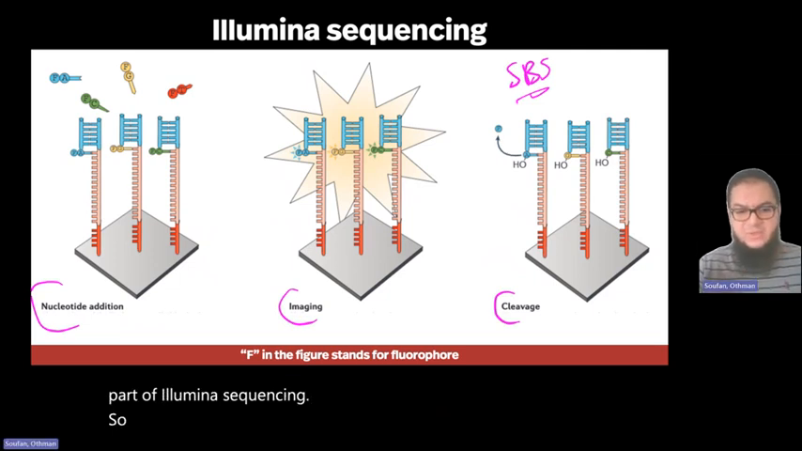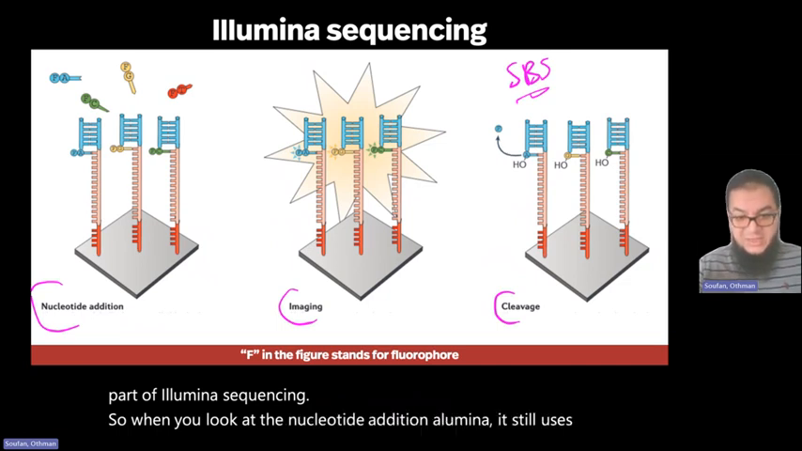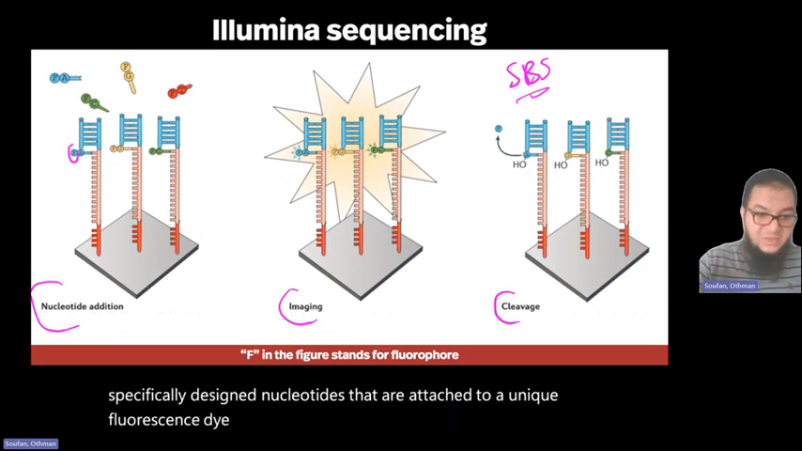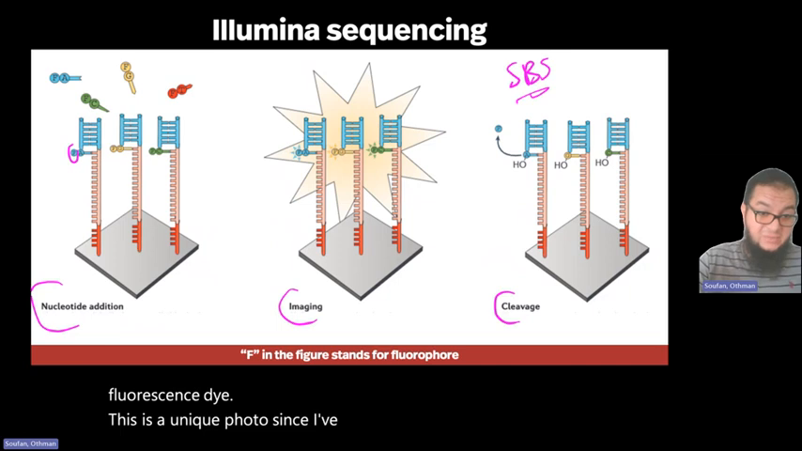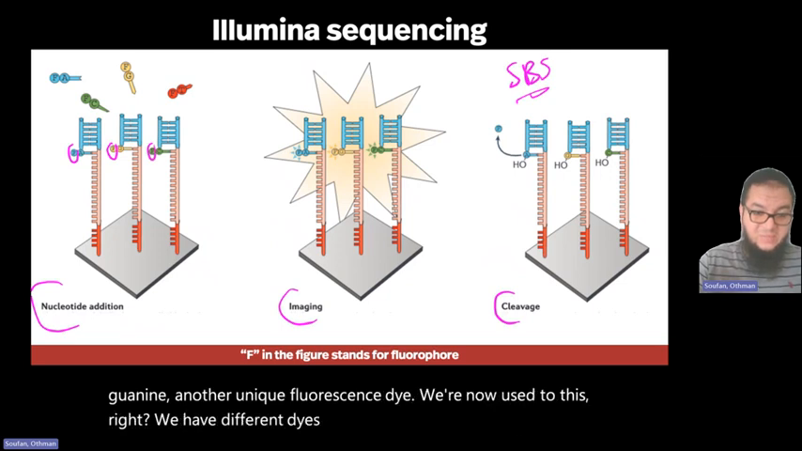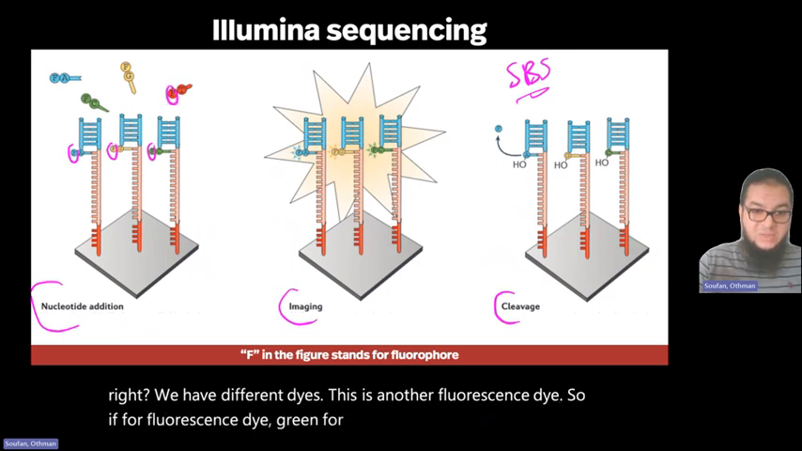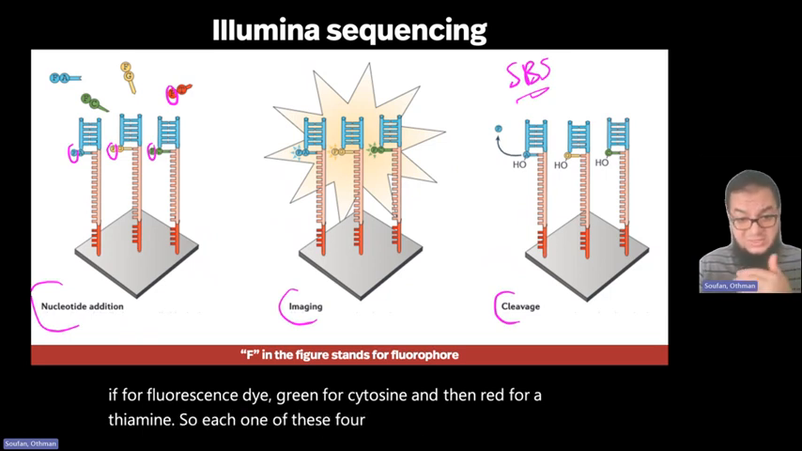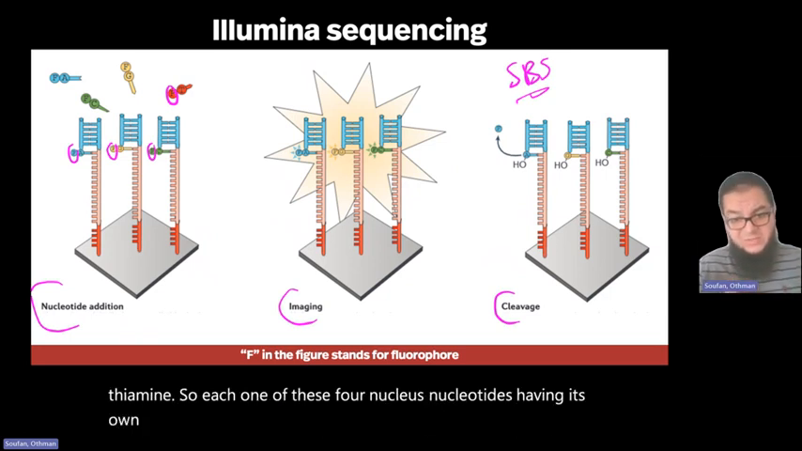So when you look at the nucleotide addition, Illumina itself uses specifically designed nucleotides that are attached to a unique fluorescence dye. This is a unique fluorescence dye for adenine, for example, and for guanine, another unique fluorescence dye. We're now used to this, right? We have different dyes. This is another fluorescence dye: green for cytosine, and then red for thymine. So each one of these four nucleotides has its own specific fluorescence dye.